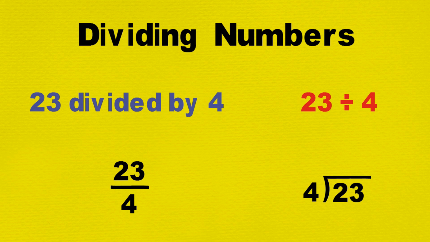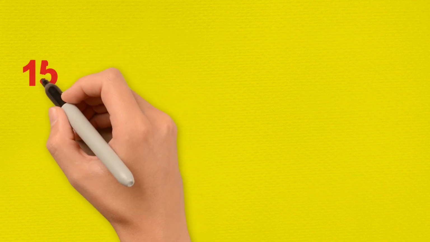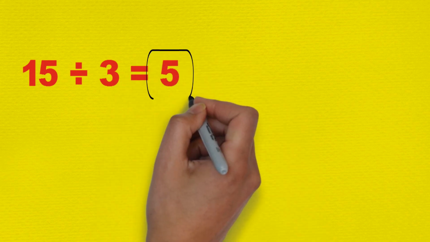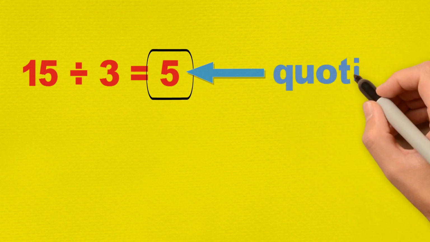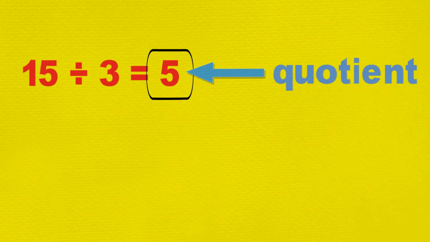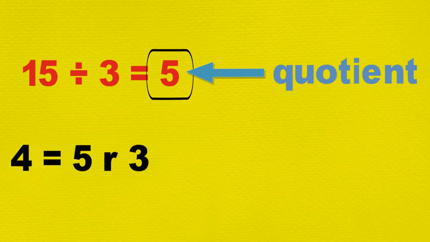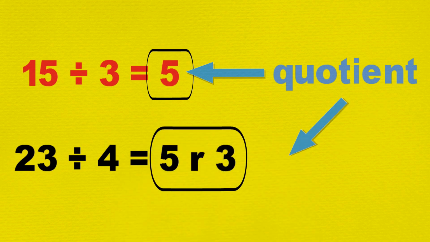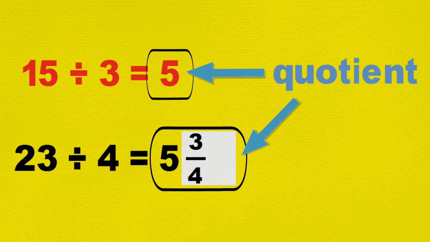The result of a division calculation is called the quotient. If a number divides exactly into another number, for example, 15 divided by 3 equals 5, the quotient will be a whole number. If the number does not divide exactly into the bigger number, for example, going back to 23 divided by 4, the quotient will have a remainder, which can be written as a fraction, so 5 3/4, or as a decimal, 5.75.